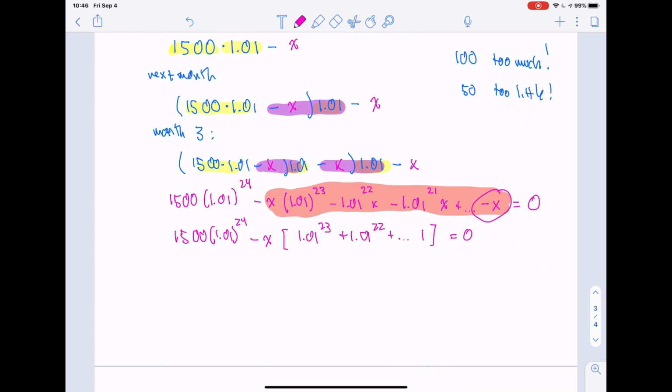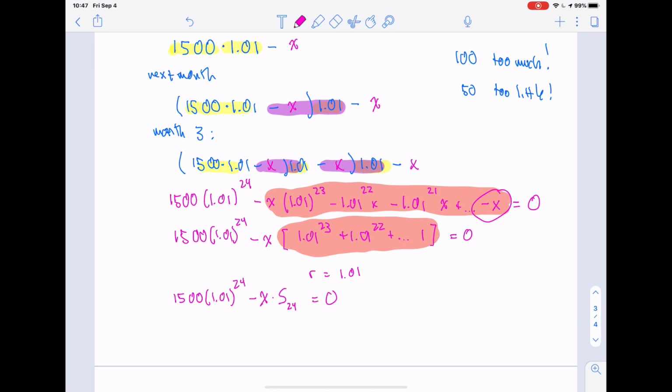And this is how this applies to your knowledge in IB Math, because you have learned some tools to evaluate this series right here. This is a geometric series. Our r value is 1.01, and we know that our a value is really just 1, so we're going to be able to use our sum formula to find what that is. So we have 1,500 times 1.01 to the 24 minus x times whatever S24 is, and that's equal to 0.